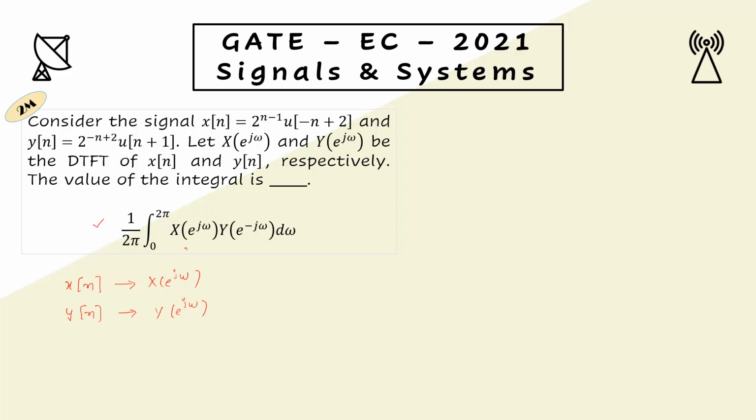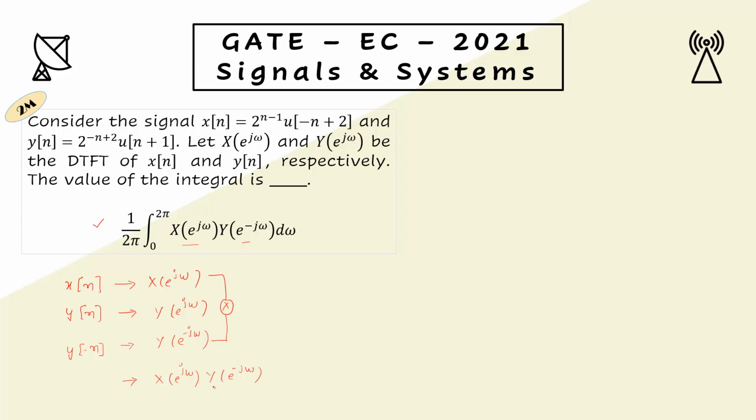In that integral, we have two terms, x of e power j omega and y of e power minus j omega. By using the time reversal property, the signal which will have y of e power minus j omega as the Fourier transform would be y of minus n. So in the frequency domain, these two terms, x of e power j omega and y of e power minus j omega, are getting multiplied.